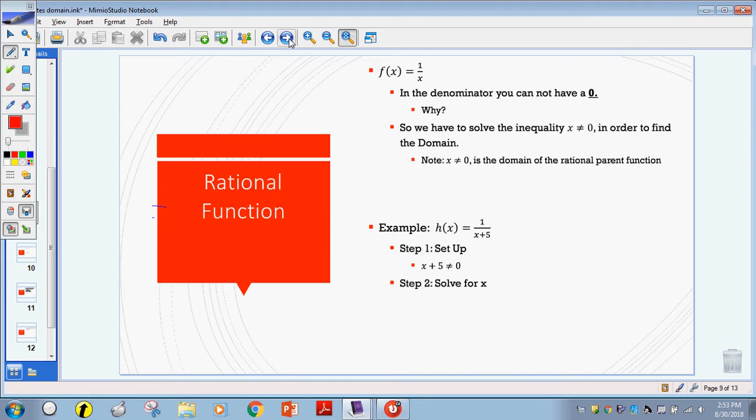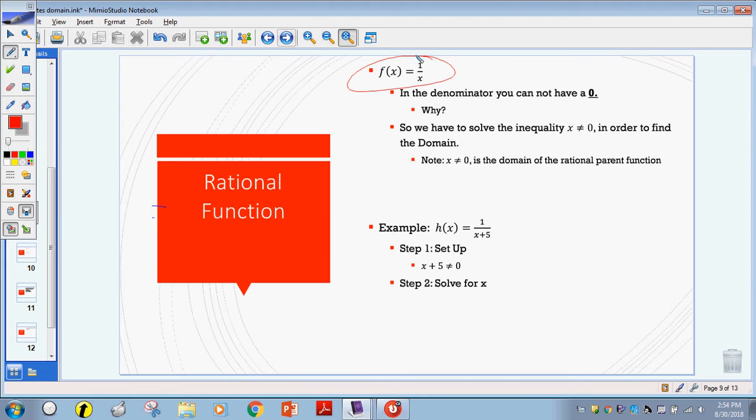Yeah. All right, rational function. So a rational function is when you have your variable in the denominator. So my rational function, parent function, is f of x equals 1 over x. And that's because my x is now in the denominator. Okay? So in the denominator, you cannot have 0.